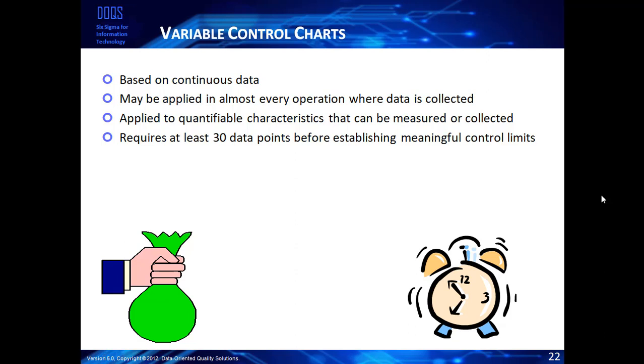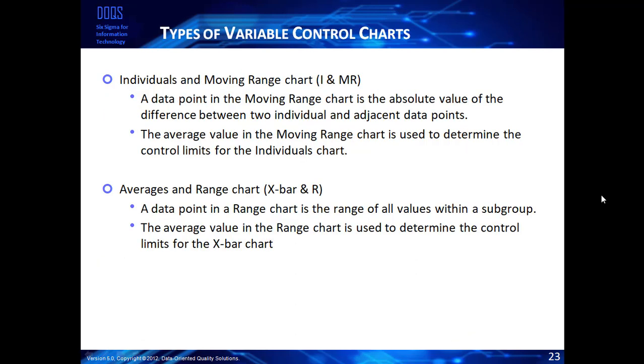So our variable control charts basically look at continuous data. It's the one we'll use most of the time for validating a process. How late is it? How much did it cost? Things of that nature. How long does it work? Anything you can measure in your process. As soon as you've got 30 data points to establish the limits, you can create your control charts.